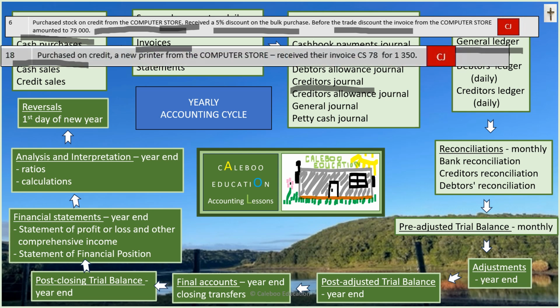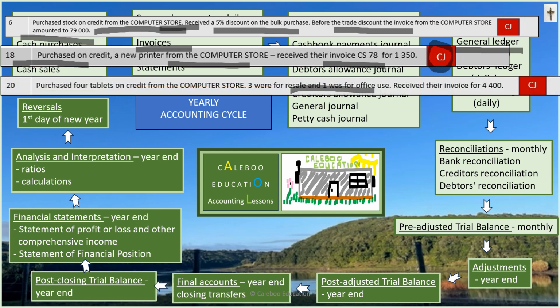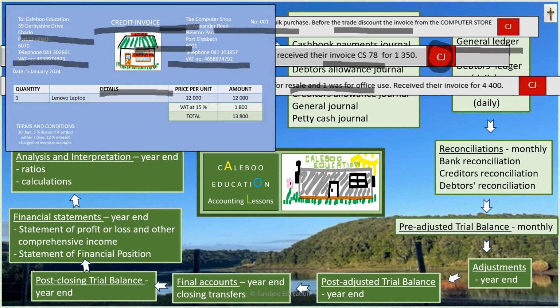There's another transaction. We're going to purchase a printer from the computer store. We receive their invoice. We're going to use their invoice, which is the original copy, and we're going to record the transaction in our creditor's journal. We purchase tablets to work from. We're going to do a few calculations there.